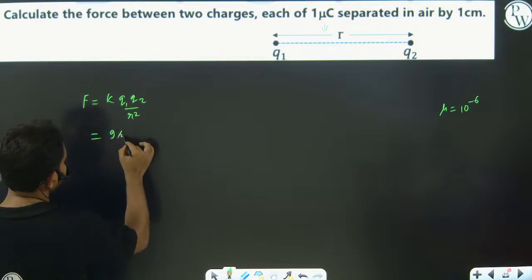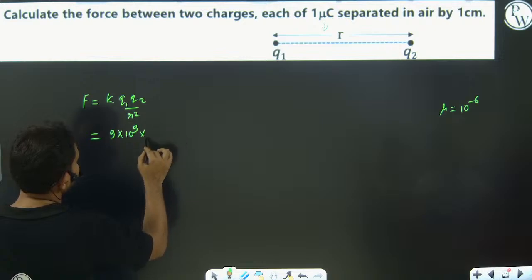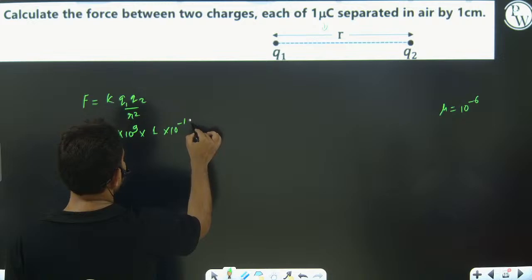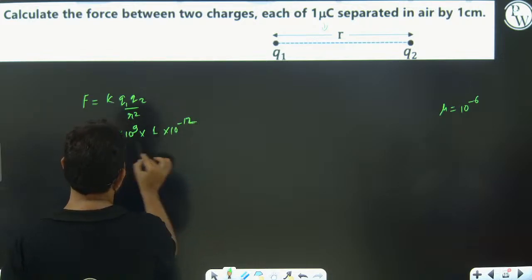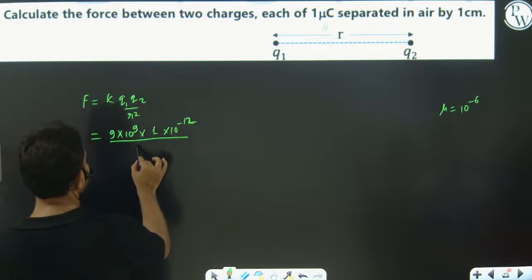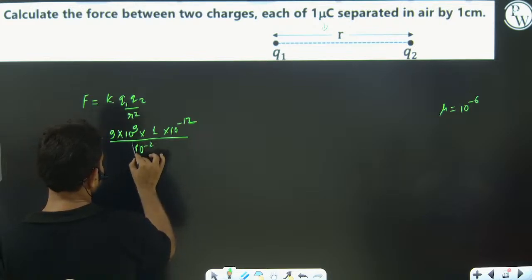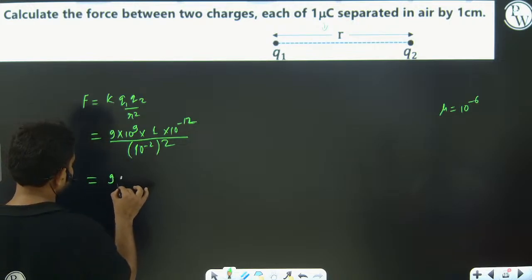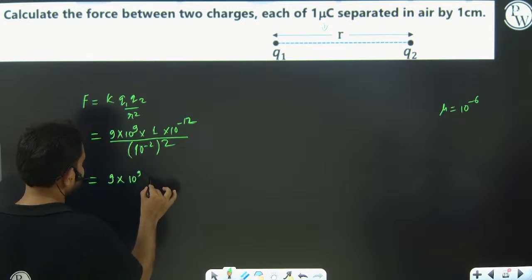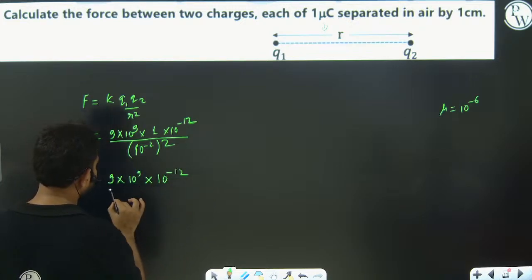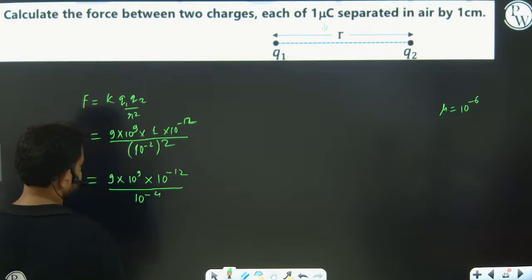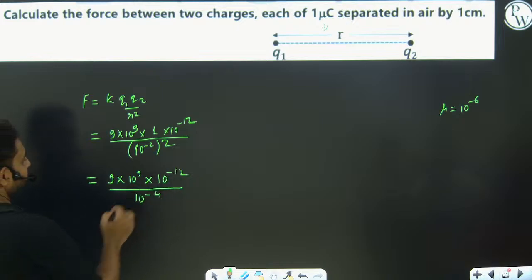K is 9 into 10 raised to the power 9. Q1 Q2, 1 into 1, and 10 raised to the power minus 12, because both are multiplied. And R square, 1 centimeter is 10 raised to the power minus 2 meter, raised to the power 2. You have to learn the calculation. 9 into 10 raised to the power minus 12 divided by 10 to the power minus 4. So this will be 10 to the power minus 8.